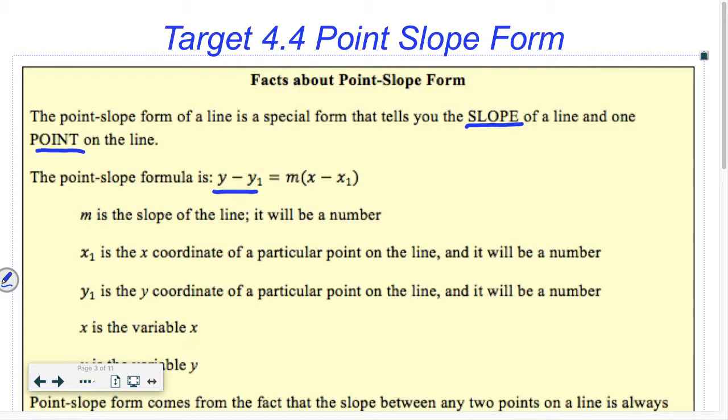y minus y1 is equal to m times x minus x1. m is still the slope, just like we used before. x1 and y1 are actual numbers on the line, so they will actually be numbers in this format. x and y are just placeholders, so we're going to use those for comparison.